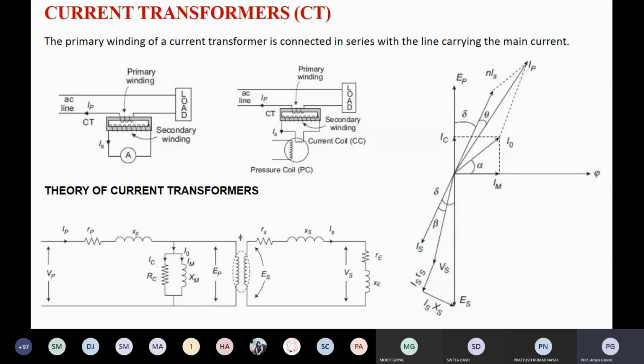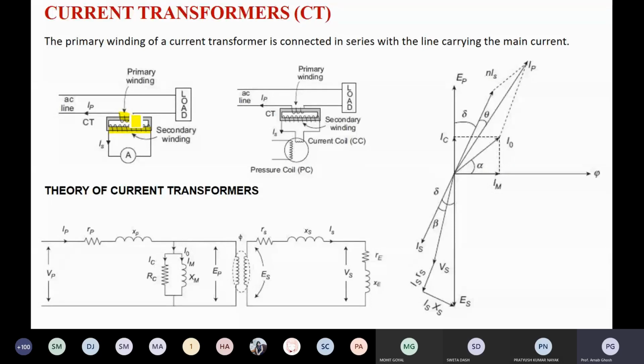So the reverse thing is there. What is the value of I1 by I2? It is I1 by I2 equal to 1 by N. So if you consider the CT line, this is your primary winding and this is your secondary winding. In the primary winding the current is higher, and the secondary side current is lower. The reverse thing also happens for the voltage: primary side voltage will be lesser, because V1 by V2 equals N1 by N2.